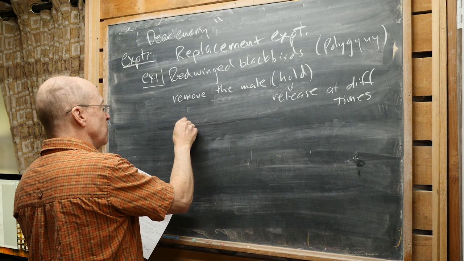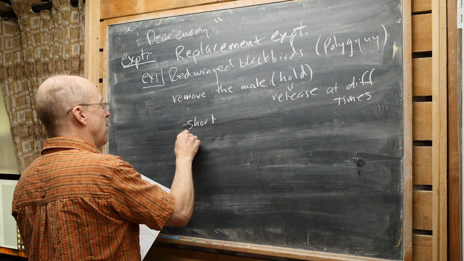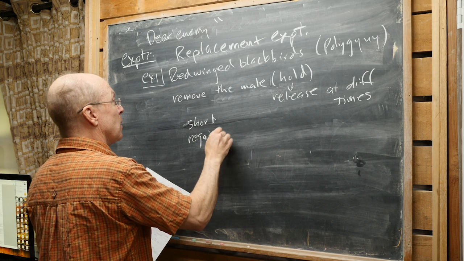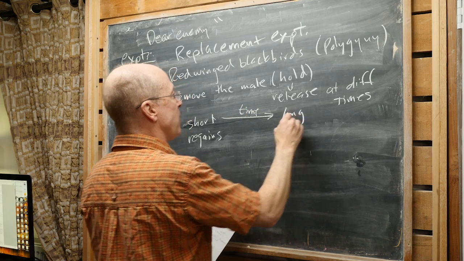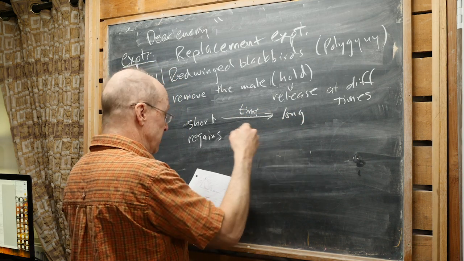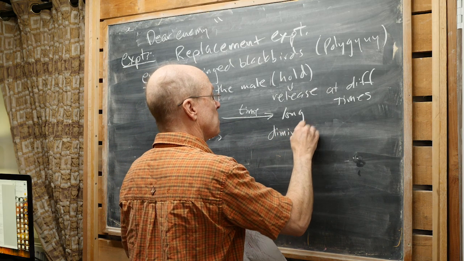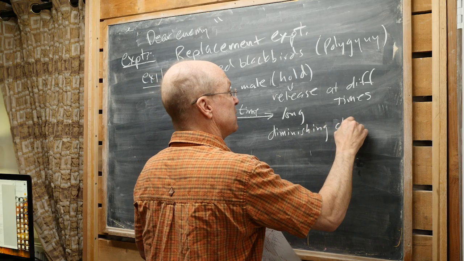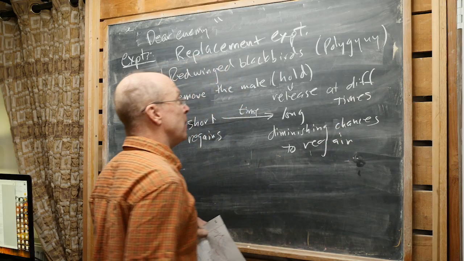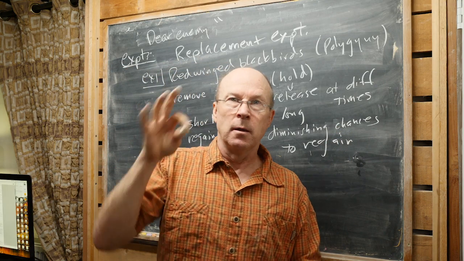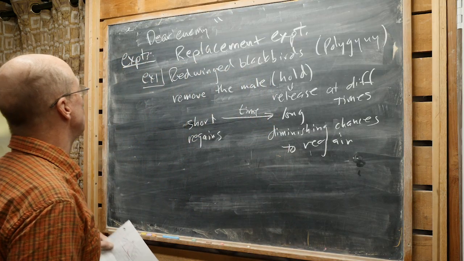So short time, he regains. And then as time increases, long time away from the territory, his chances of regaining diminish. Diminishing chances to regain. He might be the greatest male ever, but as time goes on, he's going to lose his ability to regain that. So that's a classic example too.